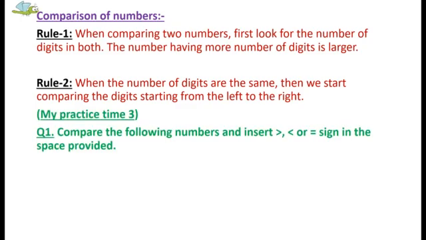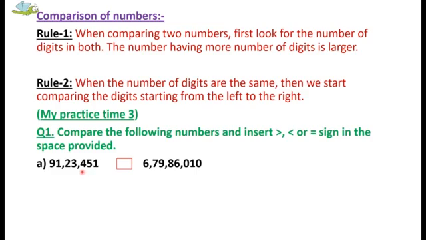Let us see this from an example. I have taken an example from my practice time 3. Question number 1. Compare the following numbers and insert greater than, smaller than or equal to sign in the space provided. So you can see here the first number is 91,23,451, and the second number is 6,79,86,010. So here you can see, as I told you, first we have to count the number of digits.